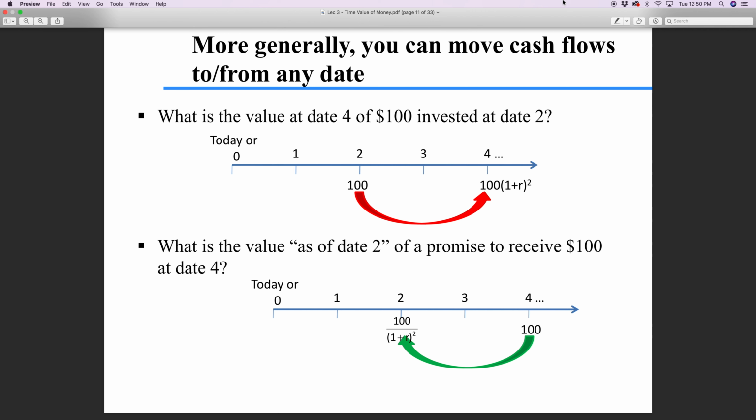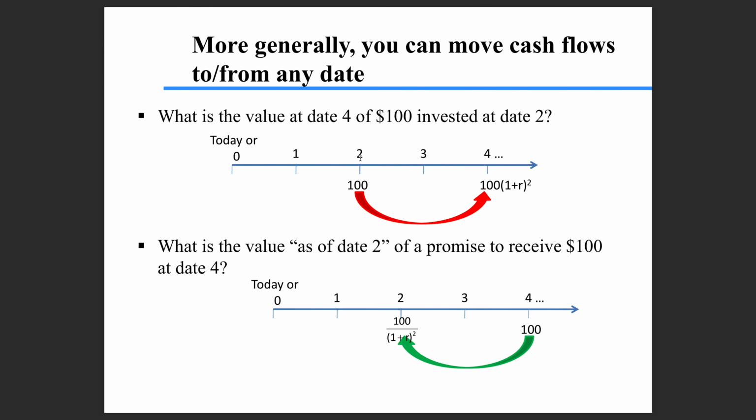For instance, I know that I will receive $100 two years from now. I want to invest this amount for 2 more years, and I want to know how much money I will have at time 4 from this investment. There are 2 periods between time 2 and time 4. So to find the future value of the cash flow received at time 2, I simply need to multiply it by 1 plus r raised to the power 2.